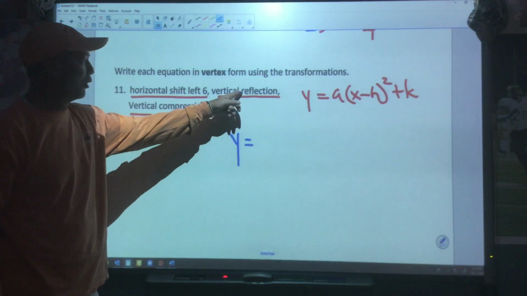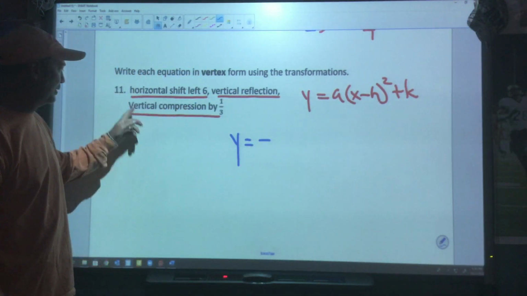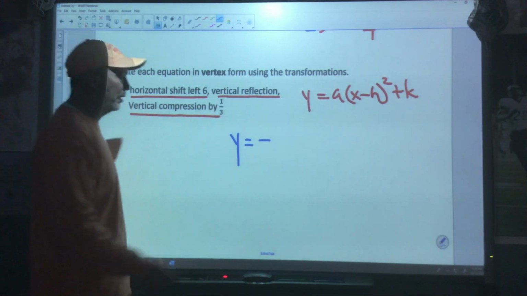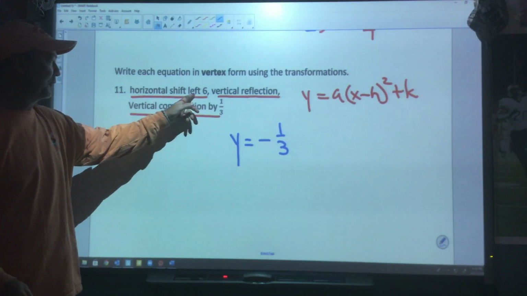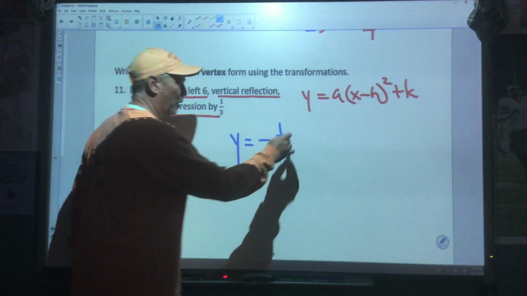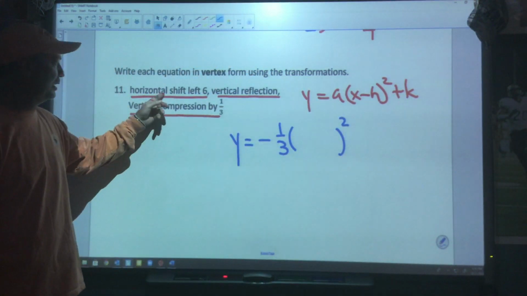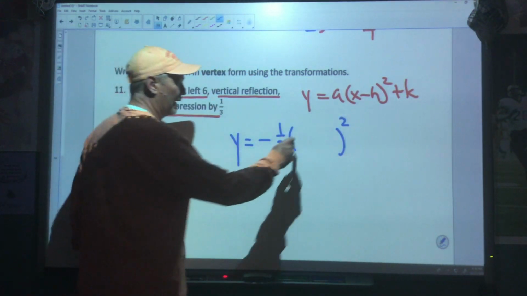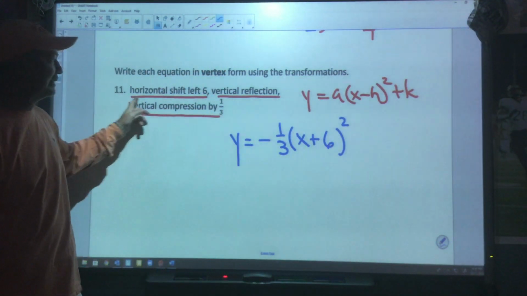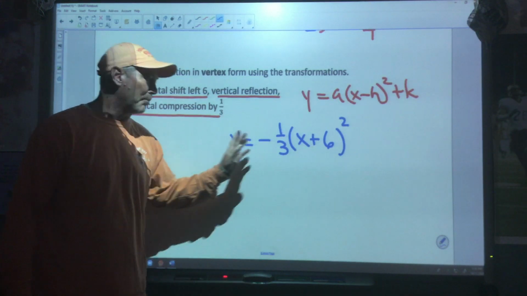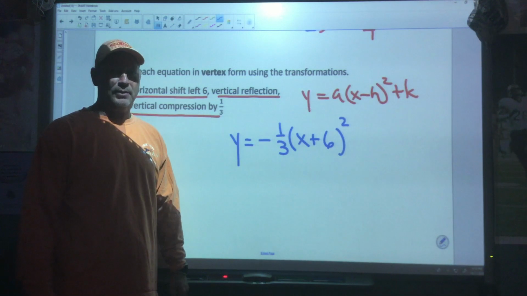It says I have a vertical reflection, which gets me a negative sign. It's going to say I have a vertical compression by 1/3. And it says I have a horizontal shift left 6. That means we're going to put it inside the parentheses, and we're thinking the opposite here. So if we go left 6, this is going to be x plus 6. It does not say anything else, so I'm not going to write anything else. We're done. That is your answer.